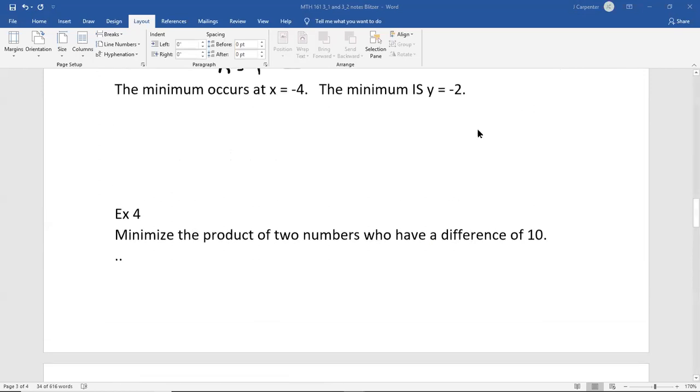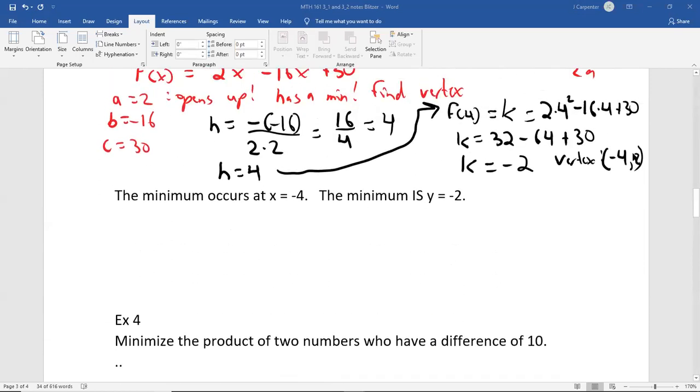Did I change the sign of H? Negative 4 and 2. Oh, I did. Okay, I put the negatives backwards. That's what happened. Thank you for catching that. The minimum was at positive 4. And it was negative 2. I got so focused when I was writing off the border and erasing that I swapped my signs. I'm sorry about that. The H was positive 4, the K was negative 2. So let me go back and change that. It occurs at positive 4. It is negative 2. Got everything right? It occurs at 4. It is negative 2. Thank you for bringing that up.